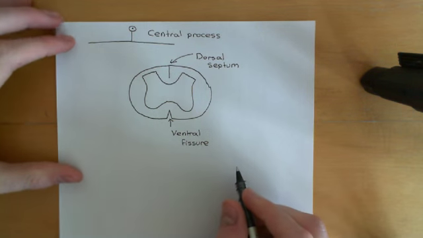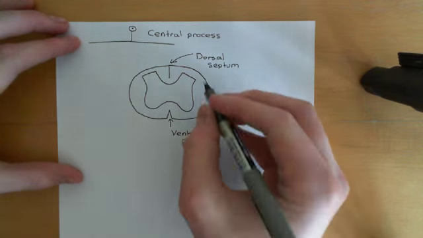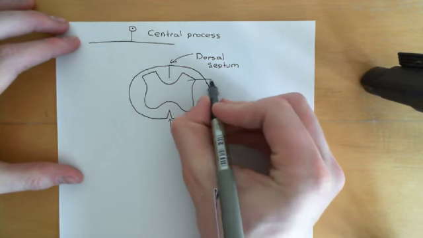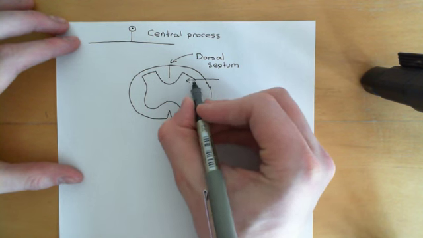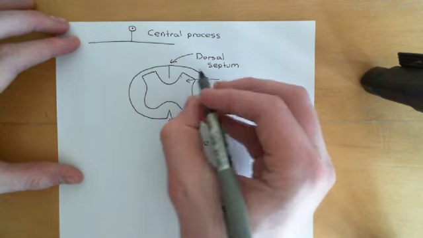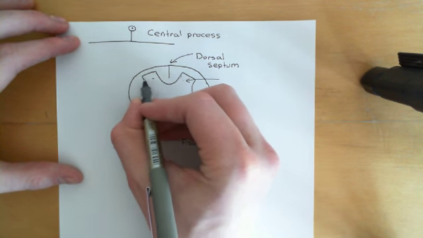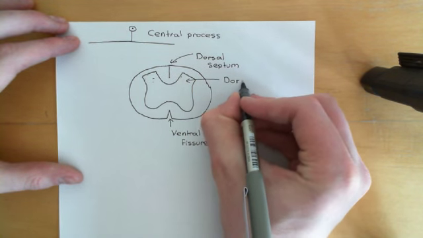Now let me label up the different columns of white matter. Or in fact, firstly I'll tell you about the horns of the grey matter. You can see that the grey matter of the spinal cord has these sort of horns extending off. These two horns that are at the back, this one here and this one here, are what are known as the dorsal horns.